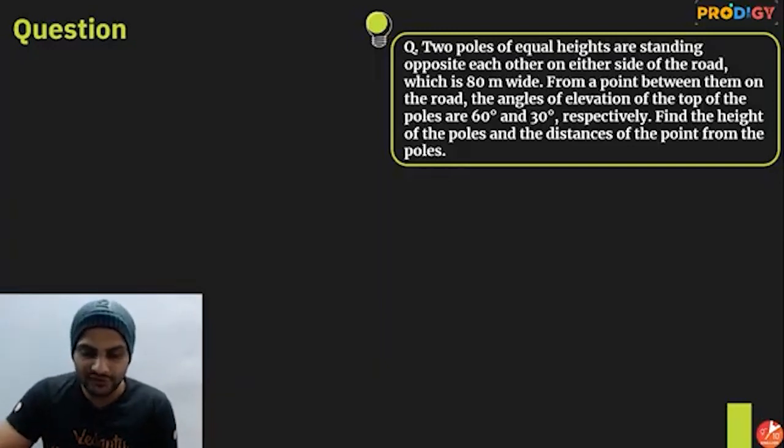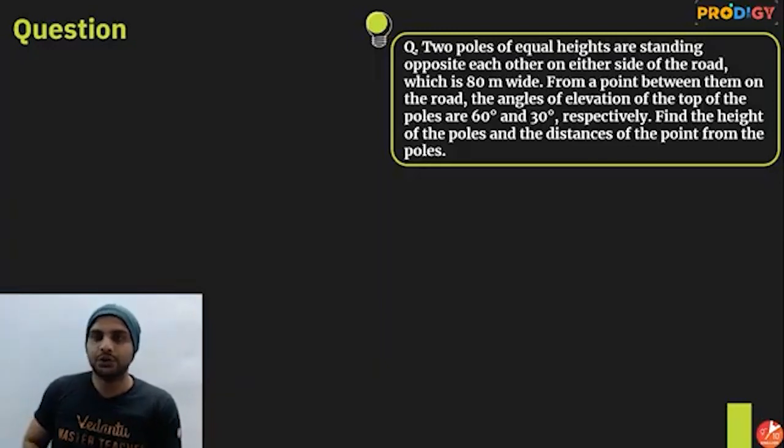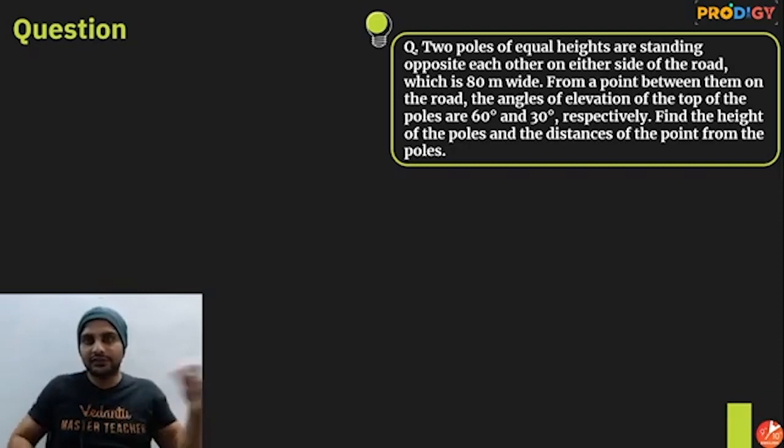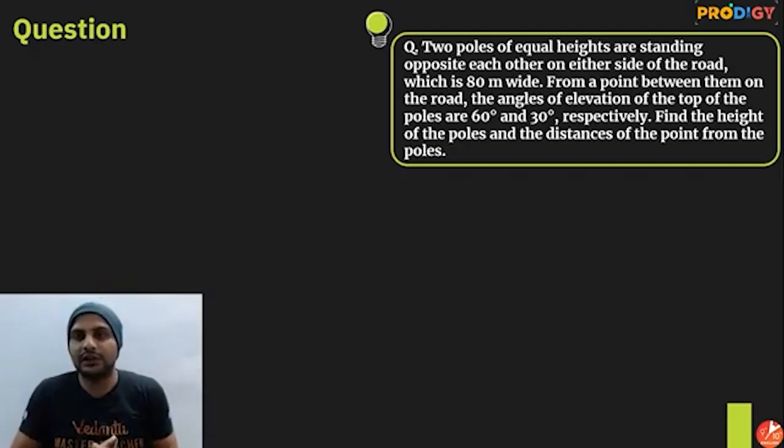Now the time for the question of the day. Two poles of equal heights are standing opposite to each other on either side of the road. So one is on this side of the road, one is on the other side of the road, which is 80 meters wide. Again, pause the video and draw the diagram on your own.